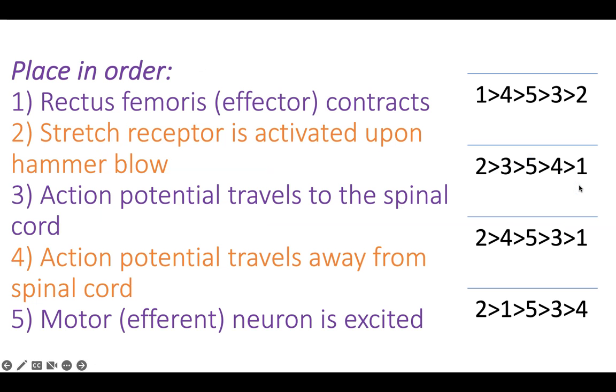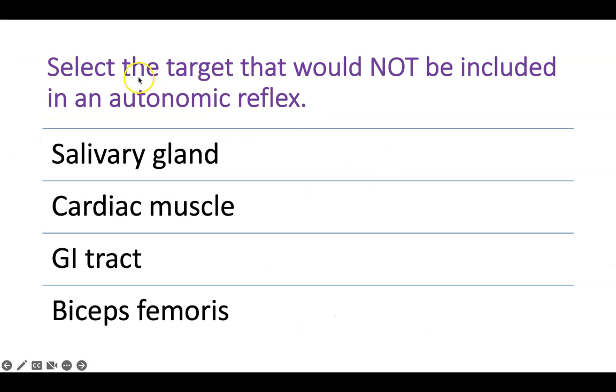So now I have a couple of questions. One is dealing with those components and trying to put them in order for a reflex arc, and this is actually the patellar reflex. And the second question has to do with autonomic versus somatic reflexes and being able to identify which type of effector is involved in each, autonomic and somatic.